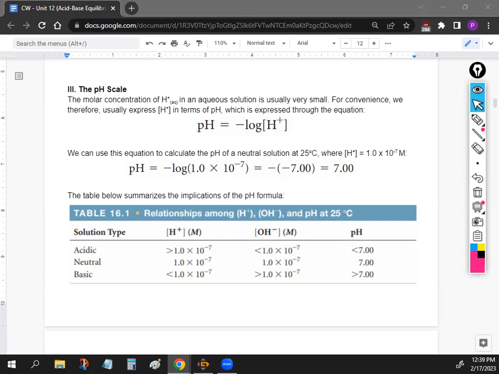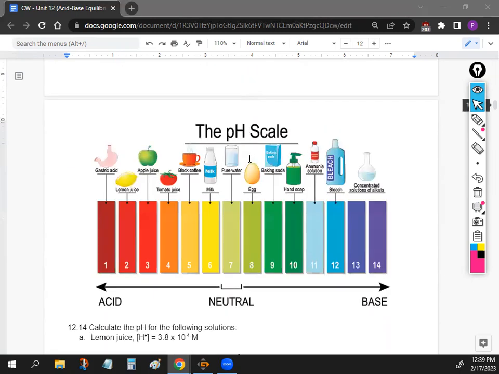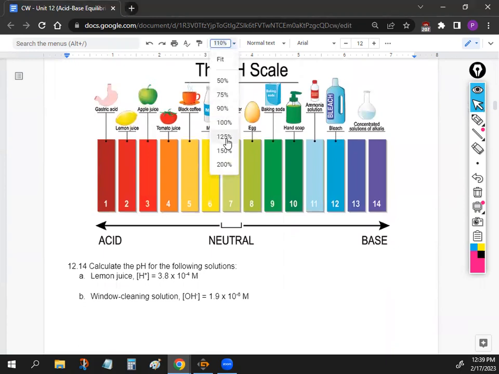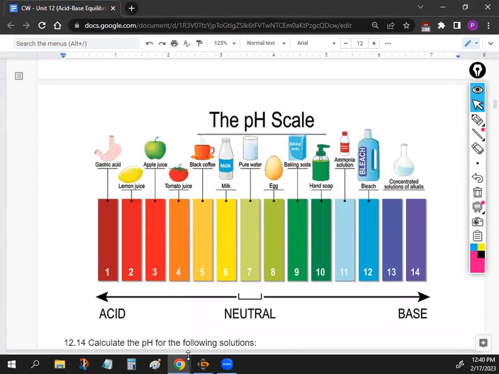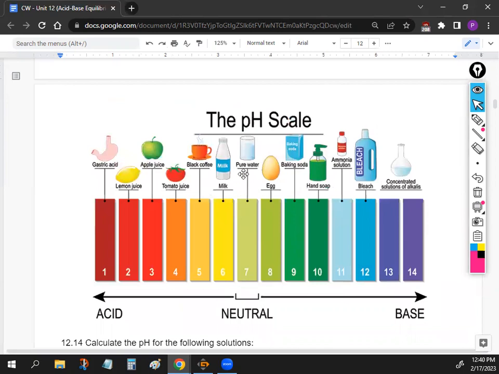Make sense? Kind of a review from last time. Again, you just take the concentration, or the molarity, of H plus, and you just put it in here, negative log. Okay. All right, so we got a quick little picture of the pH scale. Okay, and so we got some examples of things on the pH scale. So water, pure water, is 7.